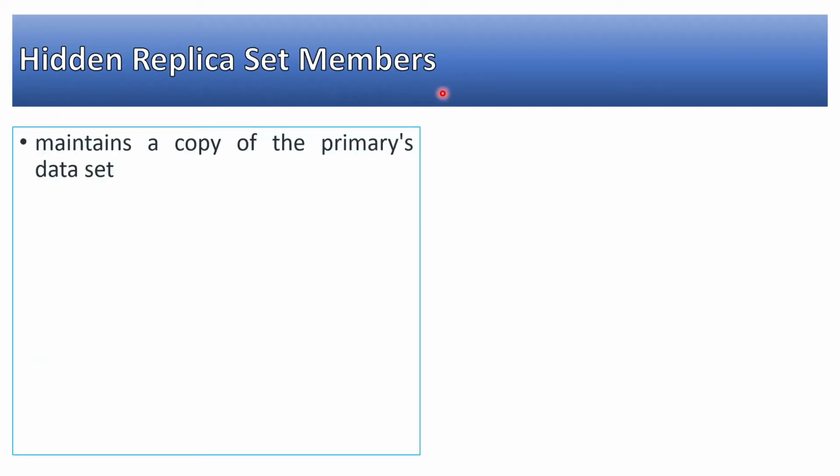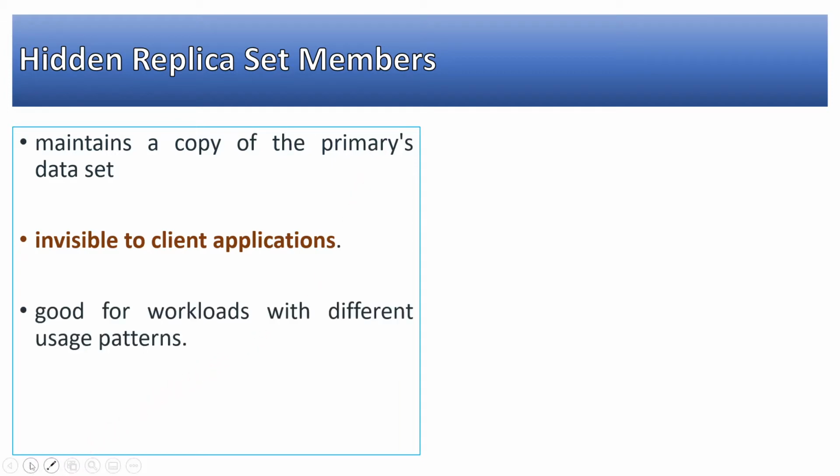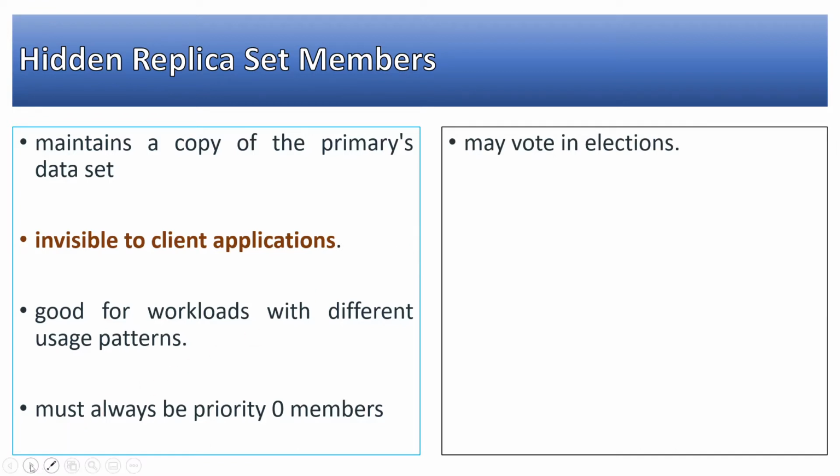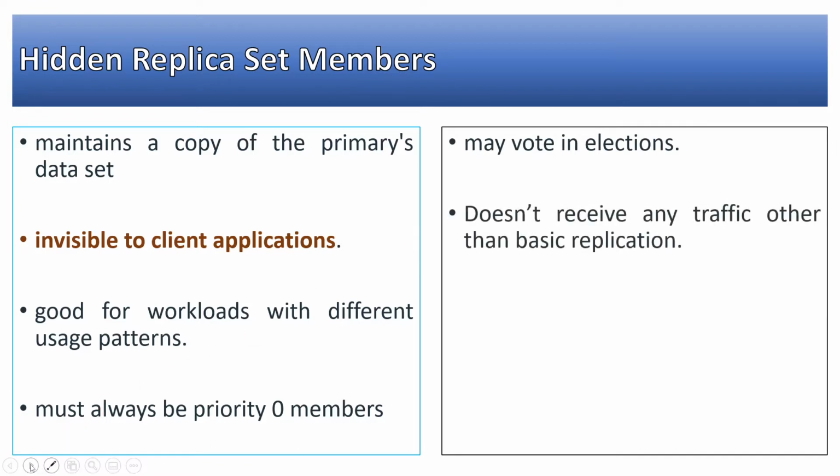Another is hidden replica set members. These also maintain a copy of the primary's dataset, but are invisible to client applications. Though these set members are hidden, they can store the dataset, but they are not visible to client applications. Client applications cannot send reads to these hidden replica set members. This is good for workloads with usage patterns different from the primary. Priority 0. They can also vote in elections, or be configured to vote in elections.